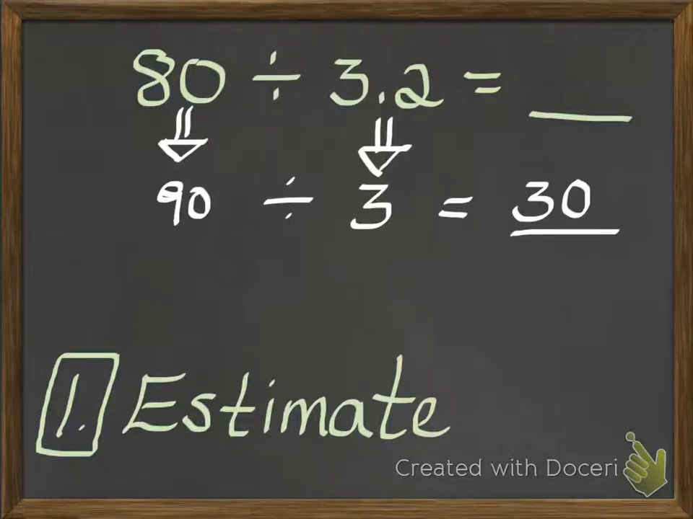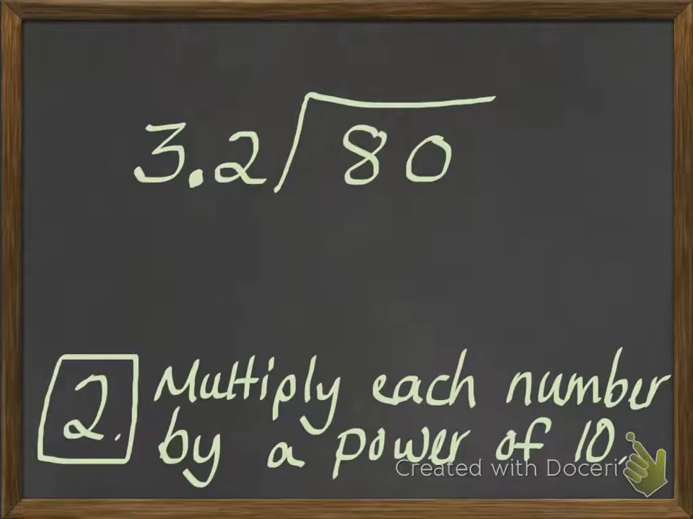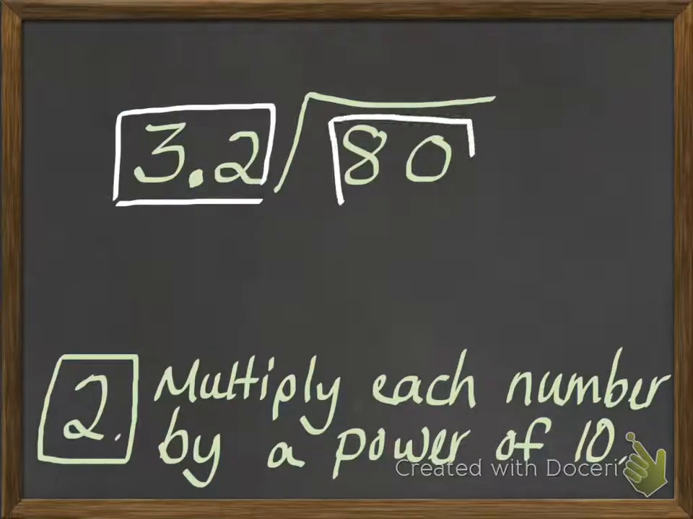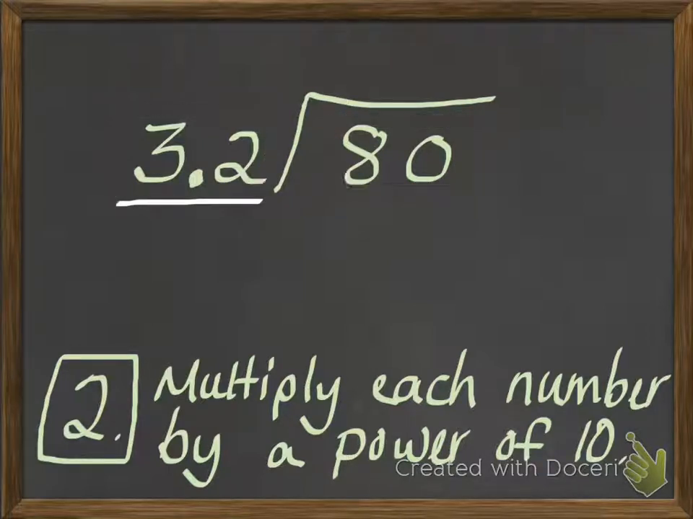After I've estimated, now I'm going to multiply each number by a power of 10. So here's my problem written in a division box. I've got 80 divided by 3.2. When I have a decimal here in the divisor, it's difficult to divide like that. So I'm going to change these numbers. I have to remember that if I change one number, I have to change the other number as well. You can't just change one, you have to change both. So I'm going to multiply both of those numbers by the same power of 10.